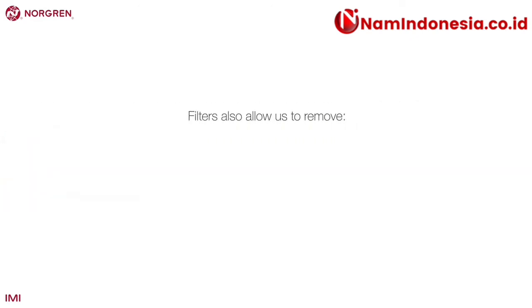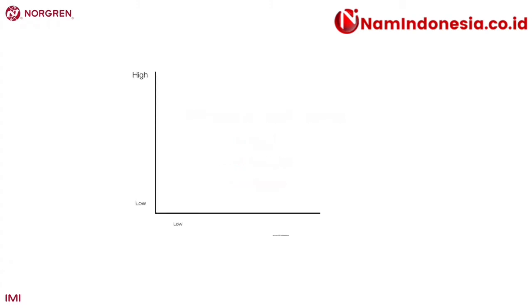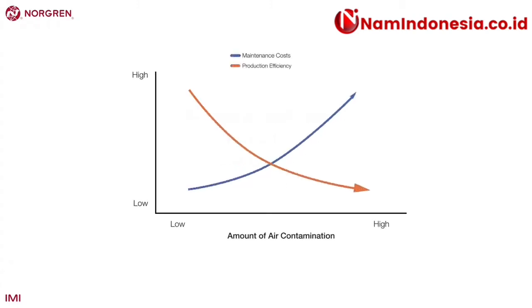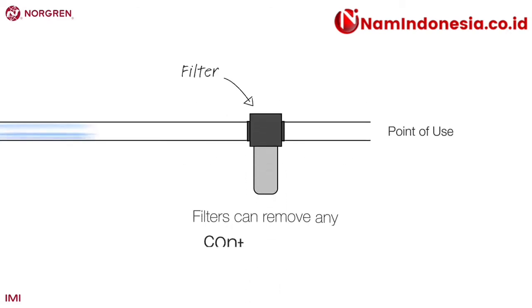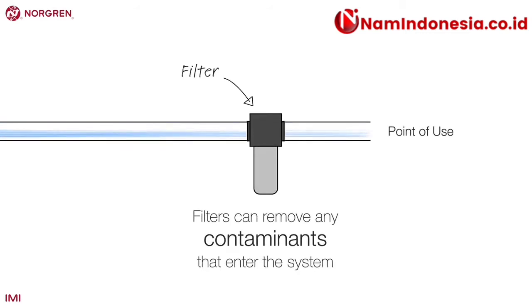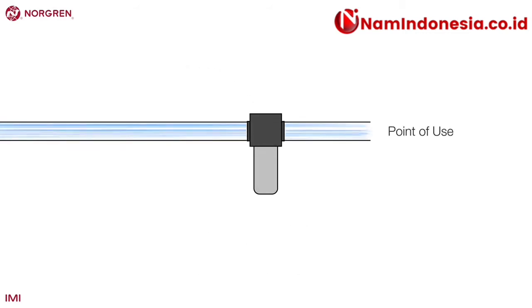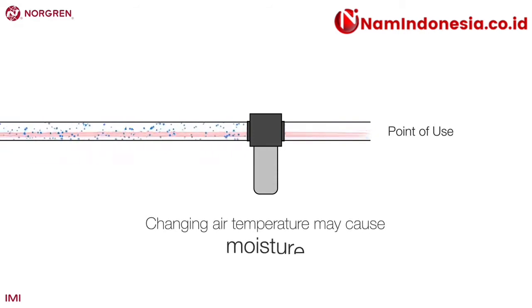Filters also allow us to remove dust, particles, and fumes. Filtering air obviously costs money, but every application will benefit. The correct filter with the proper maintenance will pay for itself through increased production efficiency. Filtering air is nearly always best at the point of use, but has benefits throughout the system. Filters at the point of use can remove any contaminants that enter the system after they have left the air receiver. For example, changing air temperature may cause moisture on the way to the point of use.